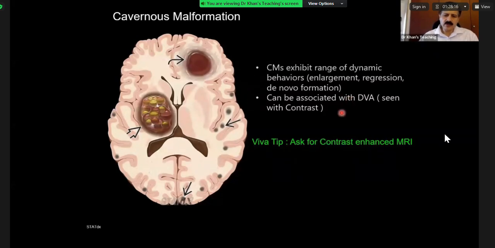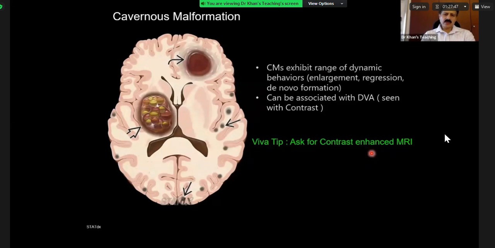Viva tip: you have to ask for a contrast enhanced MR to rule out a DVA. The cavernous malformations or cavernomas themselves might not show any enhancement. They might show subtle enhancement also. But that is not the point. The main point is that you have to pick up a DVA.